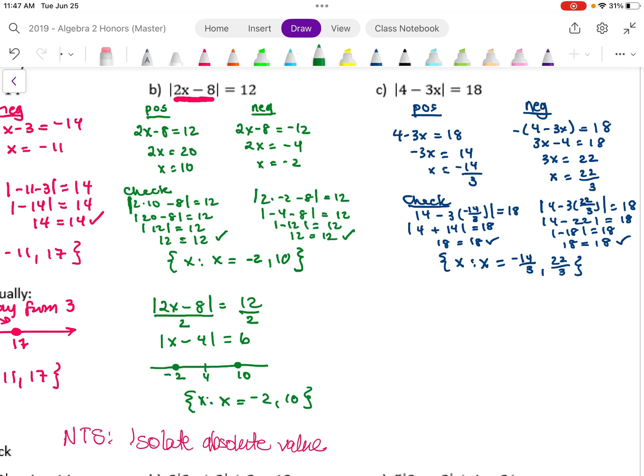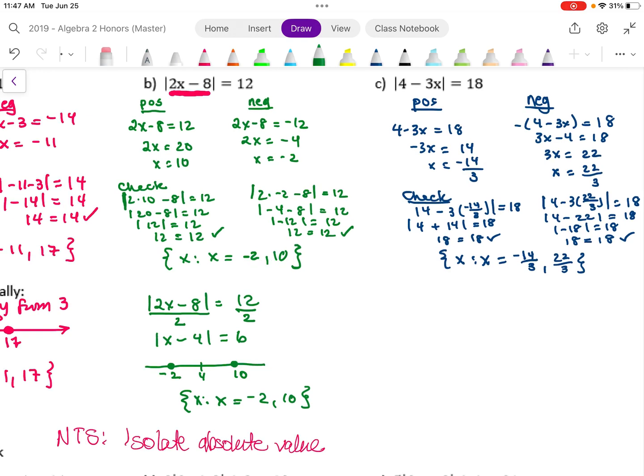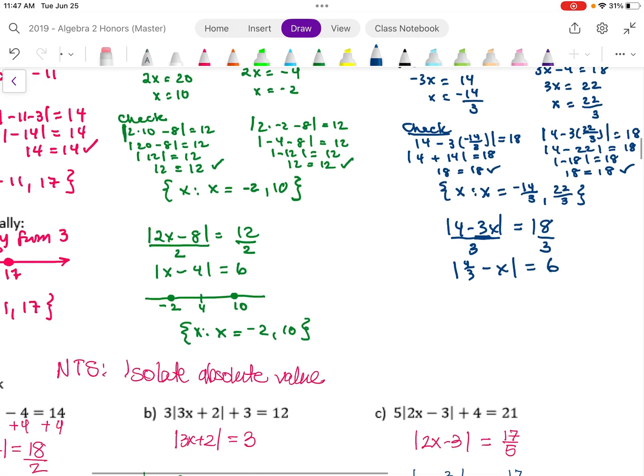And then you could do the same for this one. You just need the leading coefficient here. So let me change colors. 4 minus 3x is equal to 18. The problem is right here. This needs to be a negative 1 in this case. So, okay, I need to divide both sides by negative 3. Not negative 3, positive 3. You can only divide by a positive. Positive 3. Whoopsies. I'm on a roll today. So we get 4/3 minus x is equal to 6.